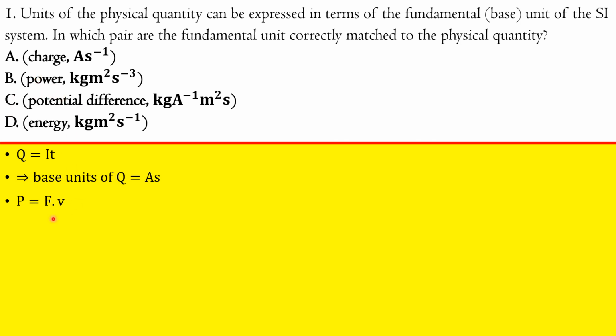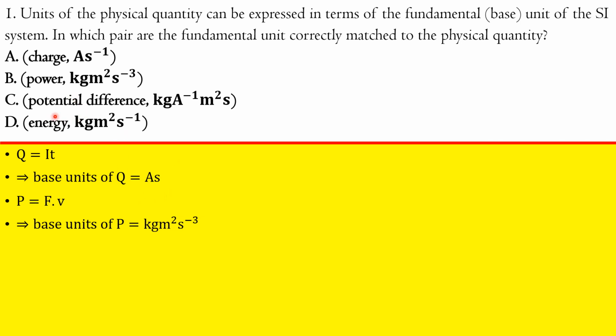B says power. Power is force times velocity, so we can get the base units of power to be the base units of force, which is kilogram meters per second squared, multiplied by base units of velocity, which is meters per second. When you multiply those two together, you have kilogram meters squared per second cubed, right? So that one is correctly matched. So power has the right base units. So right there, our answer is B.